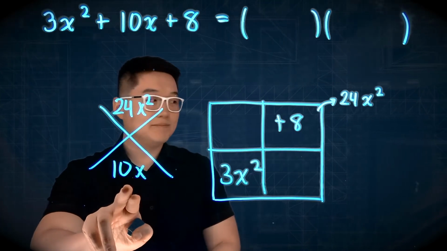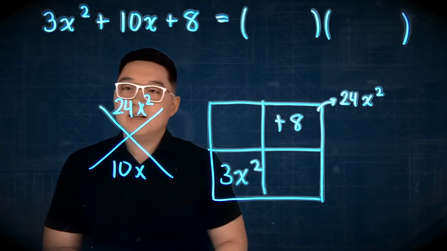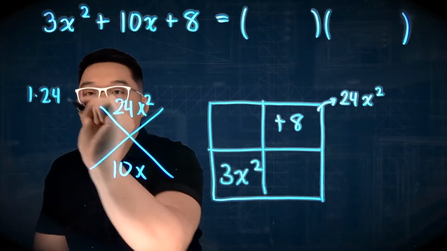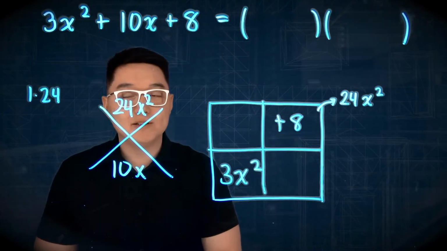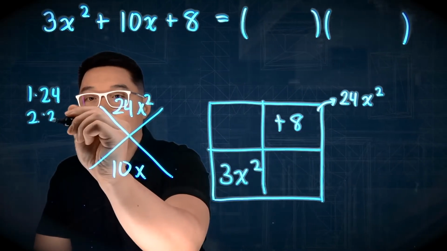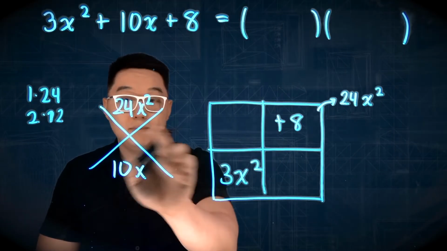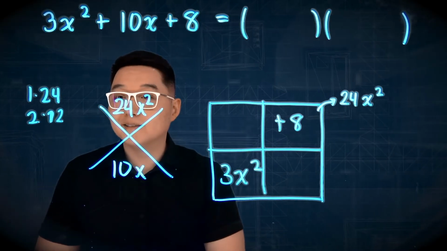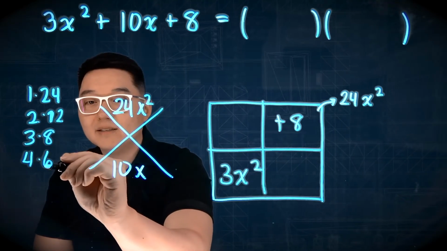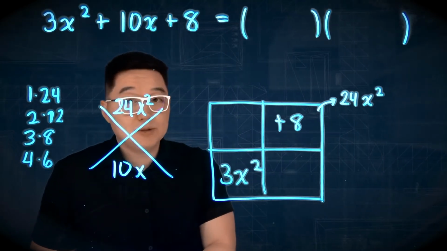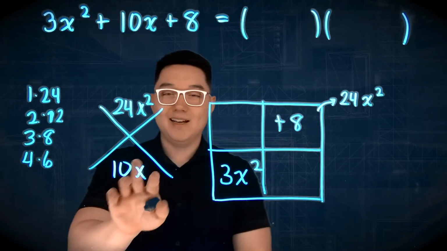Now we can make a simple list of two numbers that multiply to 24. So let's try 1 times 24. Well, 1x and 24x should not combine to 10x, so we can immediately rule out that option. What about 2 times 12? Now 2 times 12 gives us 24, but when you combine them, it does not give us 10x. Now what about 3 times 8? Or what about 4 times 6? All of these multiply out to be 24, but only one of them gives us a sum of 10x.